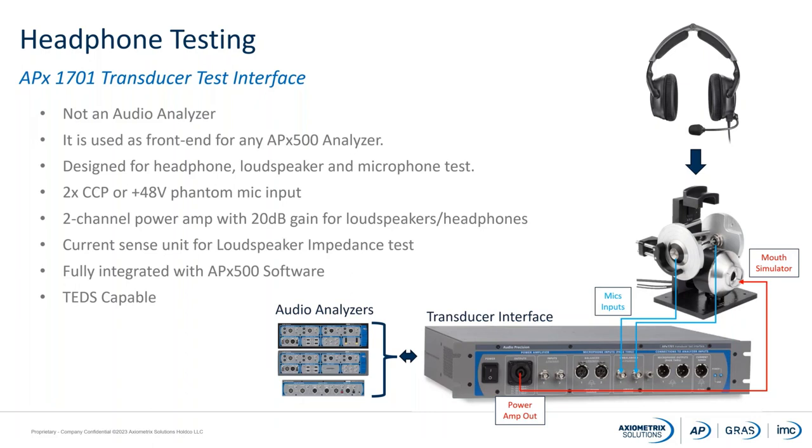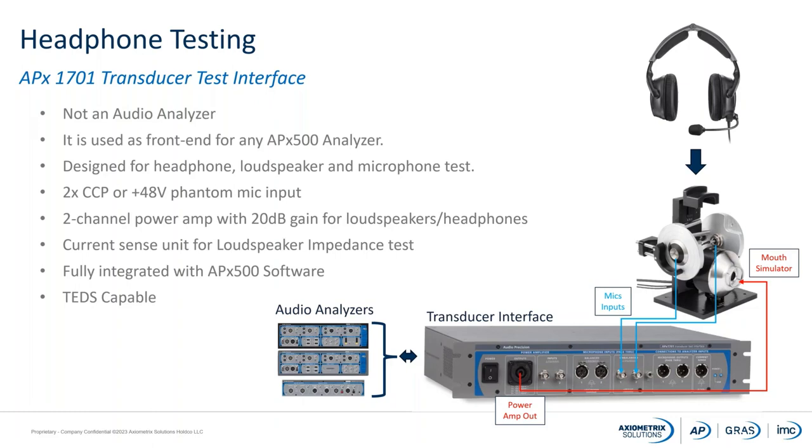So this device, this transducer interface, is basically adding some capabilities to the analyzer. For example, we are adding a power amplifier that can be used to drive a loudspeaker or a pair of headphones. We also have microphone inputs with +48 phantom power or with CCP, ICP power supply for measurement microphones. And we also have a current sense input for loudspeaker impedance test if that's needed. This device is compatible with TEDS, so if you're using measurement microphones or any sensor with a TEDS chip, you will be able to rely on this technology.